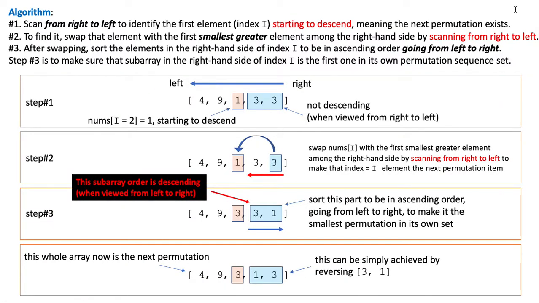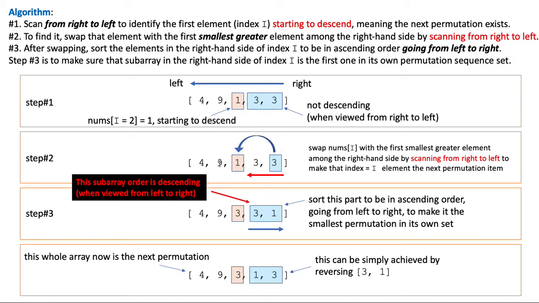Here's the other example I want to use to illustrate this algorithm. So 4, 9, 1, 3, 3. So this is important: they are the same. And then let's see what happens. So scanning in step 1 from right to left, we want to find the first element starting to descend. So 3 equals 3, not descending yet, and 1 starts to descend. So we have index 2 again here.